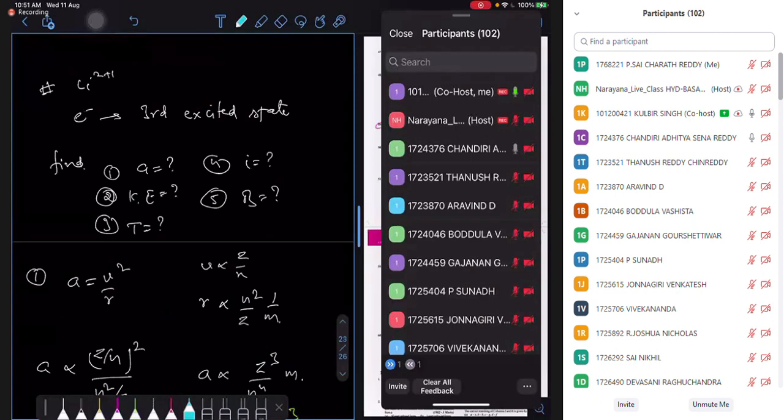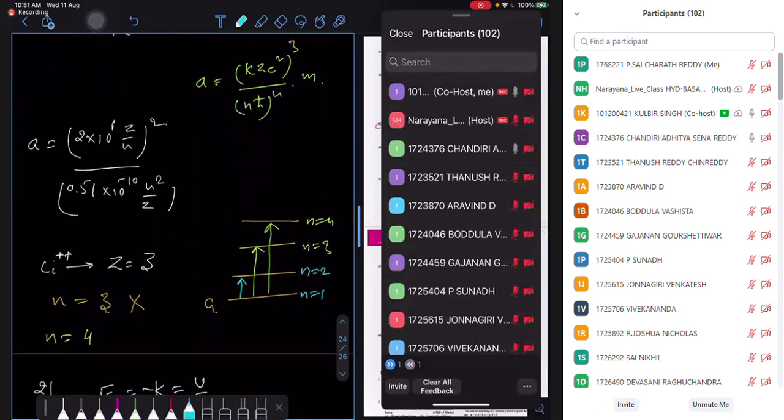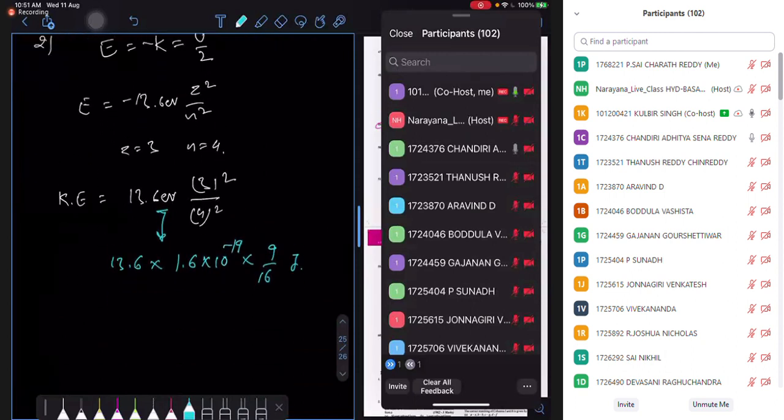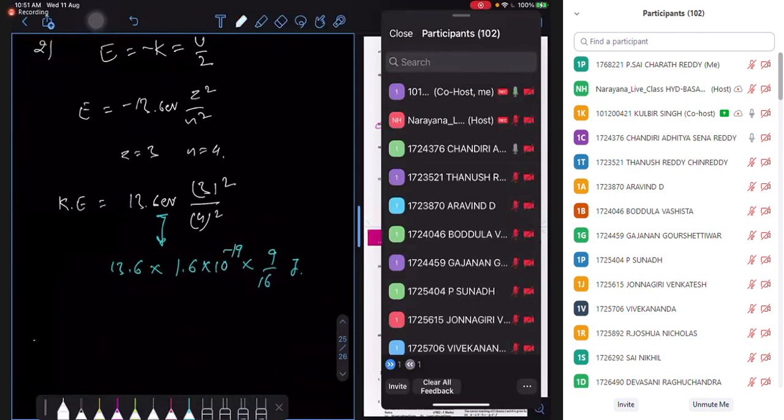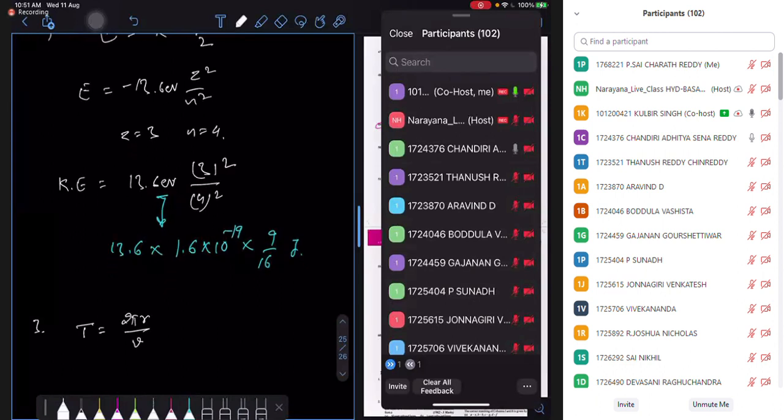After kinetic energy, what I asked you was time period and frequency. So we know time period in circles. Time period here is 2 pi r by v. So r and v, you can substitute the value of r and v. That will give the time period. If you reverse it, it will give the value of frequency.